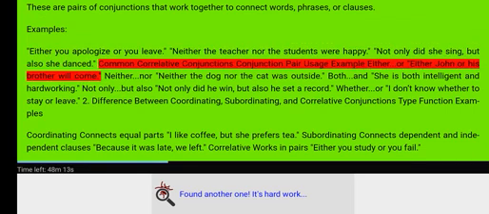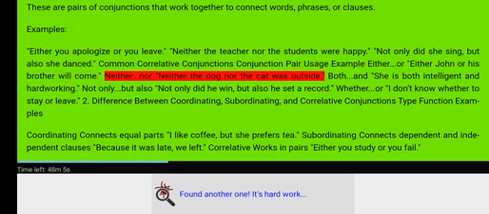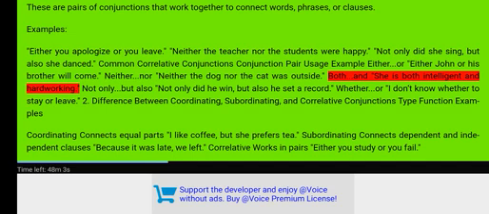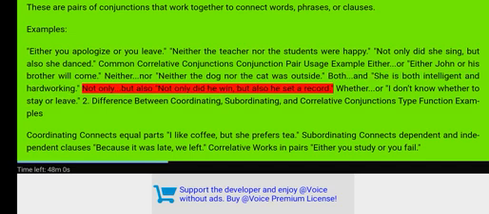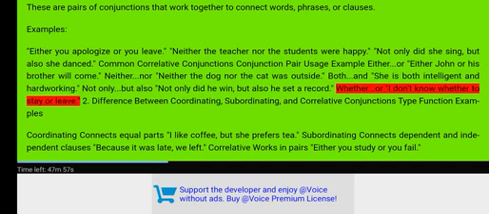Common correlative conjunctions, conjunction pair, usage example. Either, or: either John or his brother will come. Neither, nor: neither the dog nor the cat was outside. Both, and: she is both intelligent and hardworking. Not only, but also: not only did he win, but also he set a record. Whether, or: I don't know whether to stay or leave.